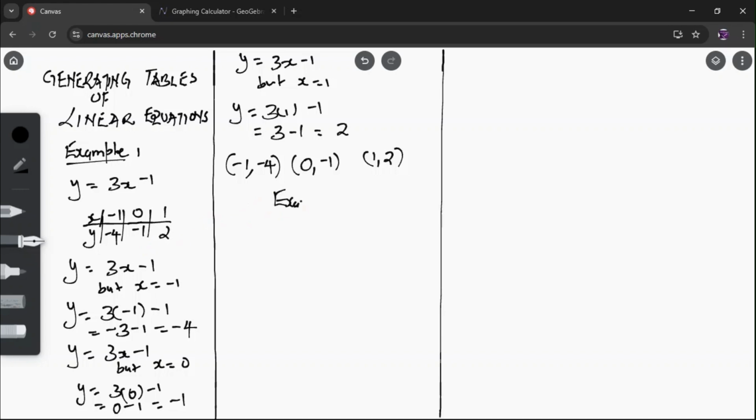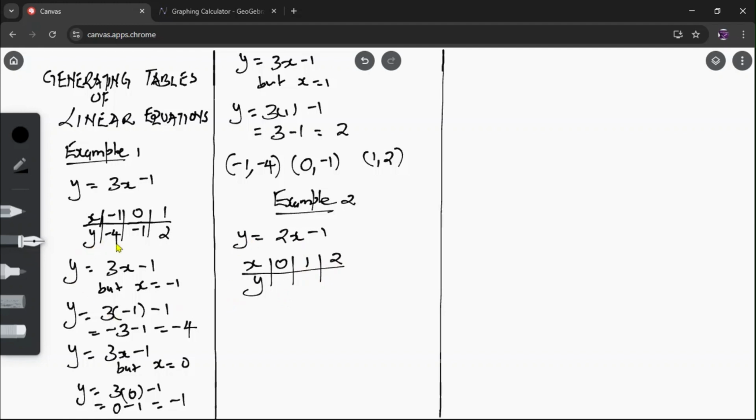Example 2 is the same case. Example 2 is y is equals to 2x, I subtract 1. I generate the same table here. I have a table of x and the table of y. I have approximately 3 values. I will do the same thing. Let me just pick 3 values. This round, I can pick 3 values on the right of 0. So if I begin here with 0, I put here 1 and I put here 2. Still, this one will give me a straight line.